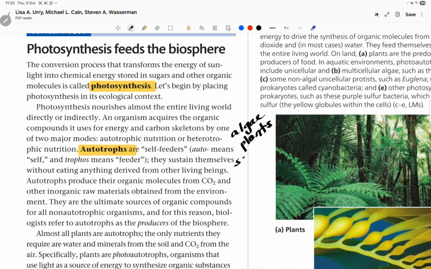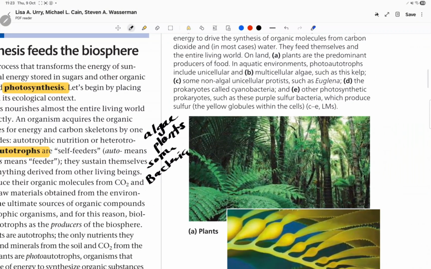plants, and some bacteria. Some can do photosynthesis, and some can do something else called chemosynthesis, which means without any light. If bacteria can do photosynthesis, we call them cyanobacteria. And if they can do food making without light, it's because they use sulfur, and they have to live in the deep oceans, basically.